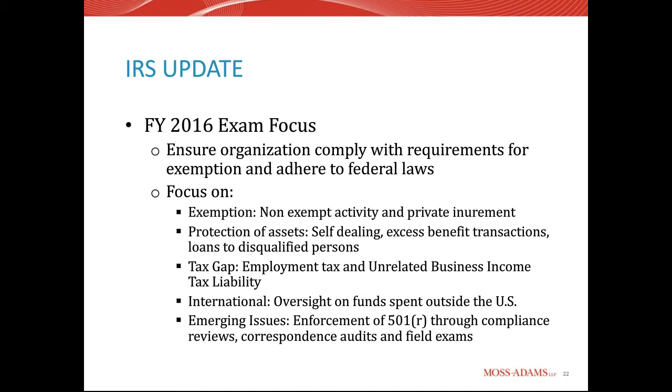let's start with dealing with the tax exemptions. This is for non-exempt activity and private inurement, the 2 items that they have said they're going to be really looking at and focusing on. The protection of charitable assets from self-dealing, excess benefit transactions, loans to disqualified persons. Within the tax gap, their issues involve employment taxes and unrelated business taxable income. For international issues, it is looking at the oversight of funds that are spent outside the United States and making sure the organizations, if they do have those types of funds, are filing the FBARs. Emerging issues definitely include the enforcement of the 501(r) compliance.